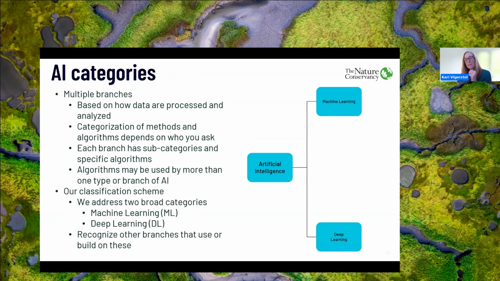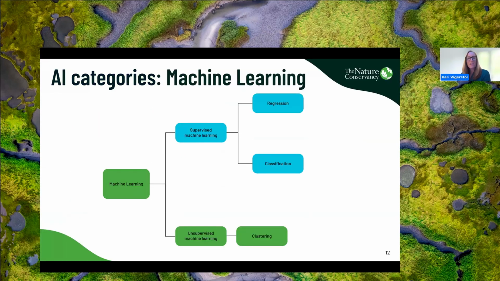We spent quite a bit of time categorizing what types of artificial intelligence we might apply for freshwater biodiversity monitoring, including machine learning and deep learning. There are lots of ways to categorize them, but we based it on what we saw most out there and how data are processed and analyzed. Within each of those categories, there are subcategories. For example, in machine learning, there's supervised and unsupervised, and you can see some of the types of approaches within each of those categories.